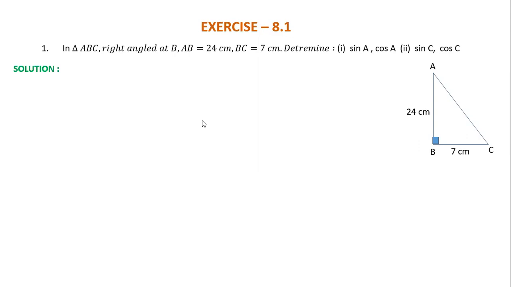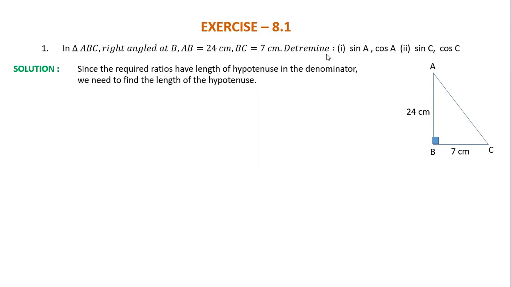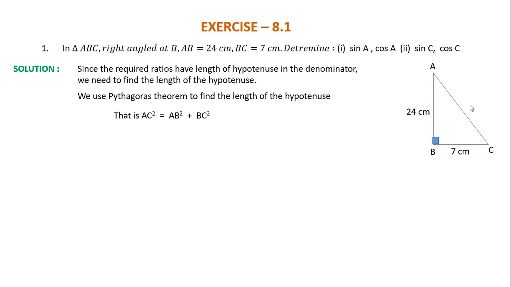Now the solution. How to solve it? Since the required ratios, sine and cos, have the length of the hypotenuse in the denominator, we need to find the length of the hypotenuse. In these ratios we have opposite upon hypotenuse, so I must know the hypotenuse length, and it is not given. So we use the Pythagoras theorem. What is the Pythagoras theorem? AC square, hypotenuse square, is equal to AB square plus BC square.